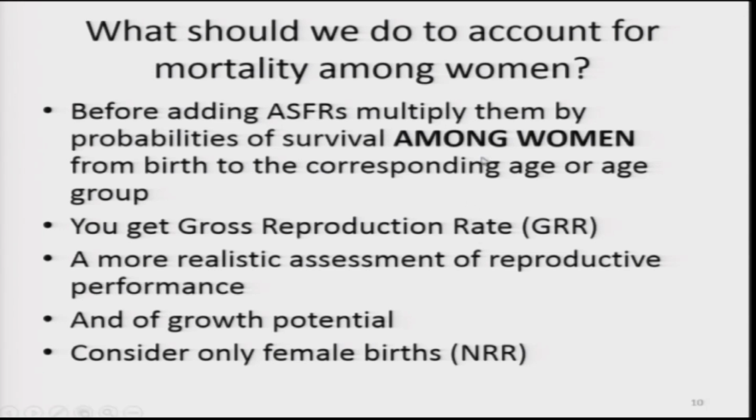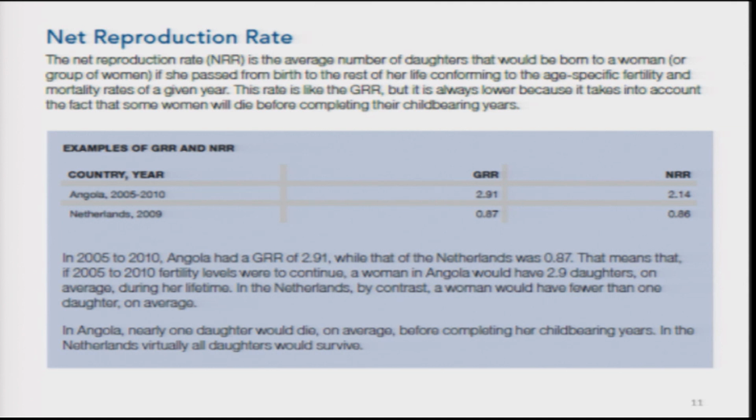If you combine the two, means if you consider both mortality and sex ratio at birth, then you arrive at the figure of net reproduction rate. This is net reproduction rate.